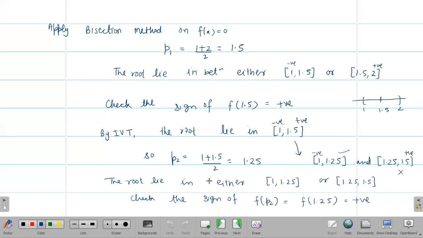So P3 will give you 1 plus 1.25 divided by 2. It will give you 1.125. Okay, before finding P3, you have to check the tolerance also, the accuracy also. After finding the two iterations, you have to check the tolerance. So P1 minus P2, that is 1.5 and 1.25. It is not less than 10 raised to minus 2. So you have to find the third iteration. That's why we have found the third iteration.